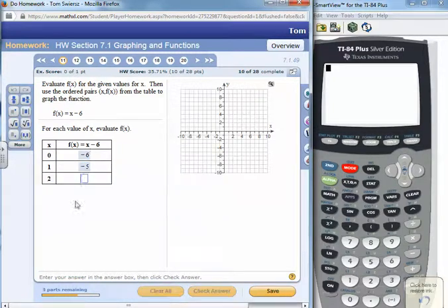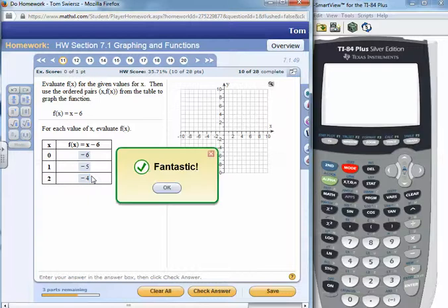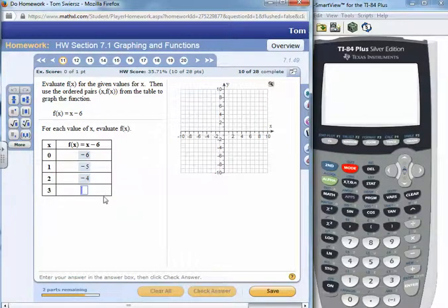All right. When x is 2, again, easy arithmetic, 2 minus 6. Put in x is 2, 2 minus 6, and we're going to get what? A negative 4. When x is 3, 3 minus 6 is, of course, a negative 3. And when x is 4, 4 minus 6 is a negative 2.